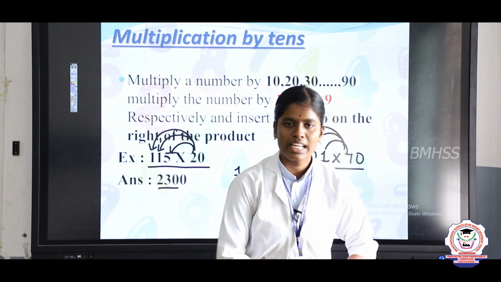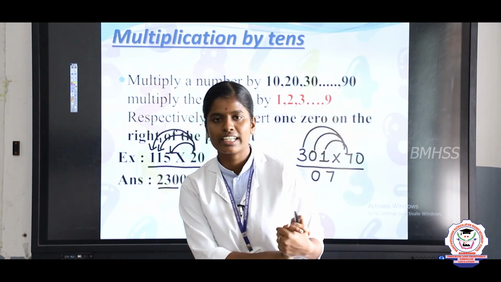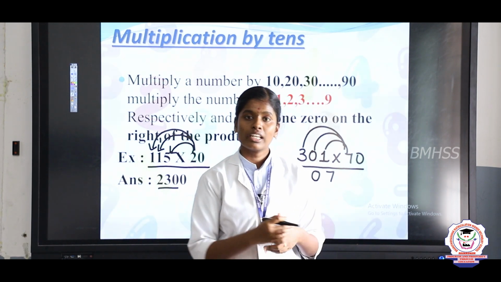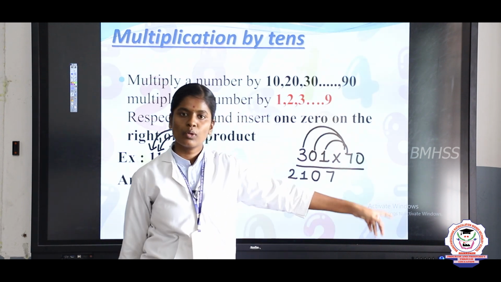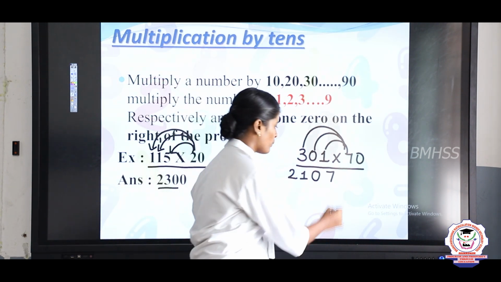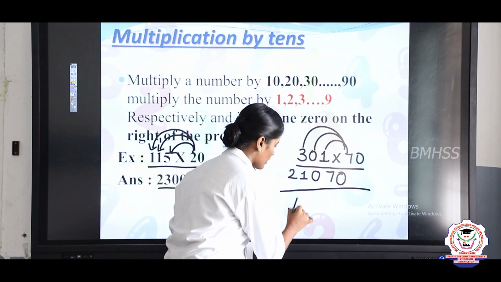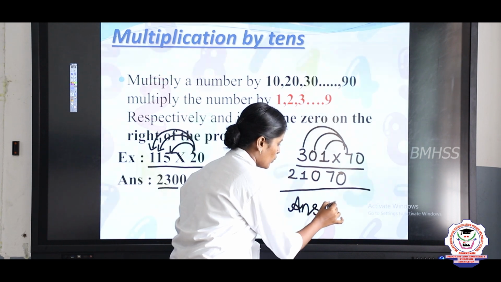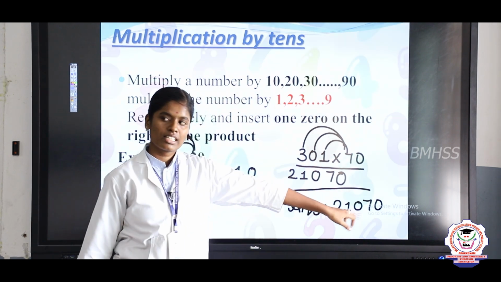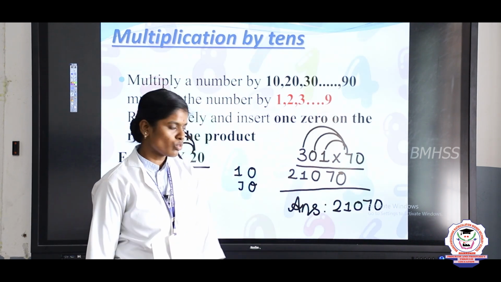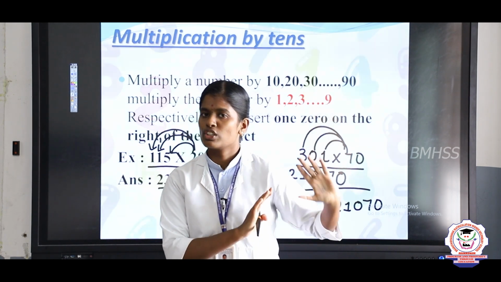Now tell me Lishant, what is 7 threes are? Very good. Clap your hands for Lishant. The answer is 21. And finally you should insert 0 to the right side of the product and write the answer: 21070. So this is our first topic.